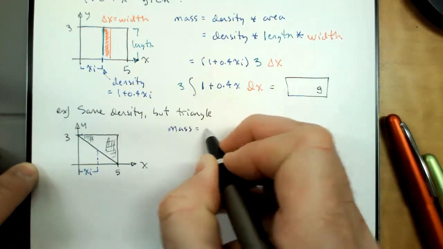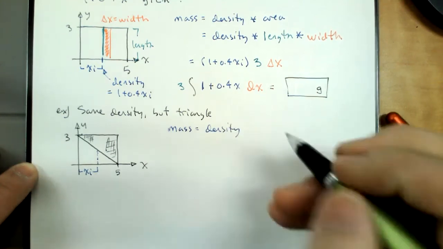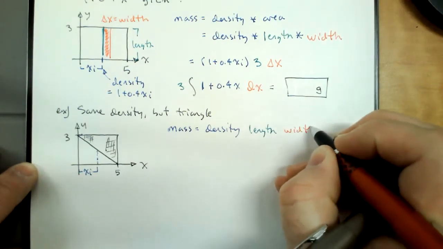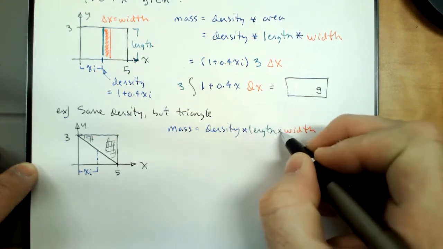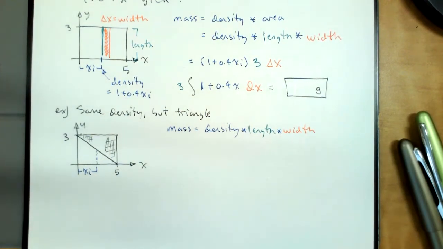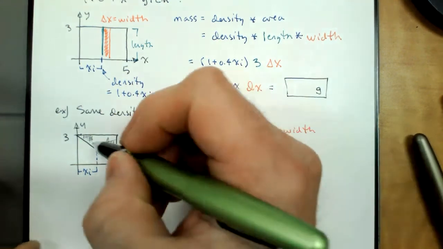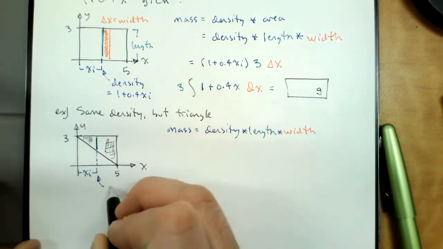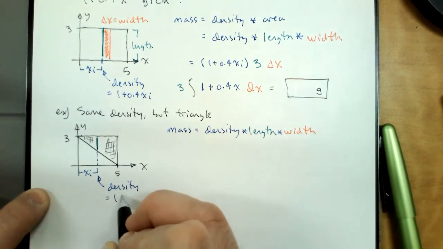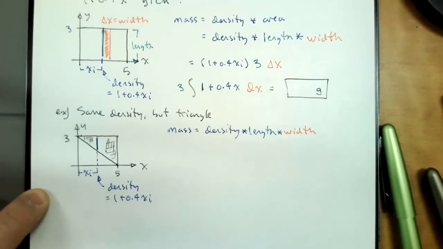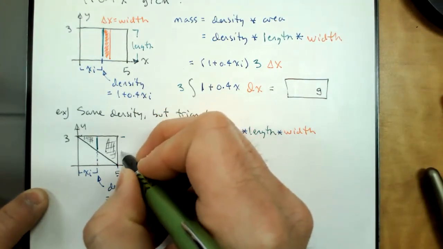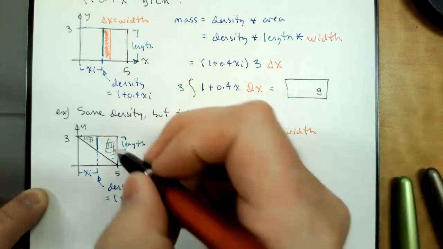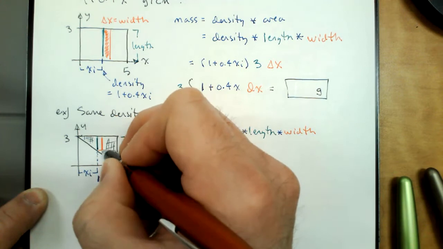And mass is still density times length times width. Now, if we look at that particular point xi, not only is our density going to be variable, but our length is going to be variable as well. Our density here is still the same, but now our length is going to be variable. And we can still use the delta x for the width.